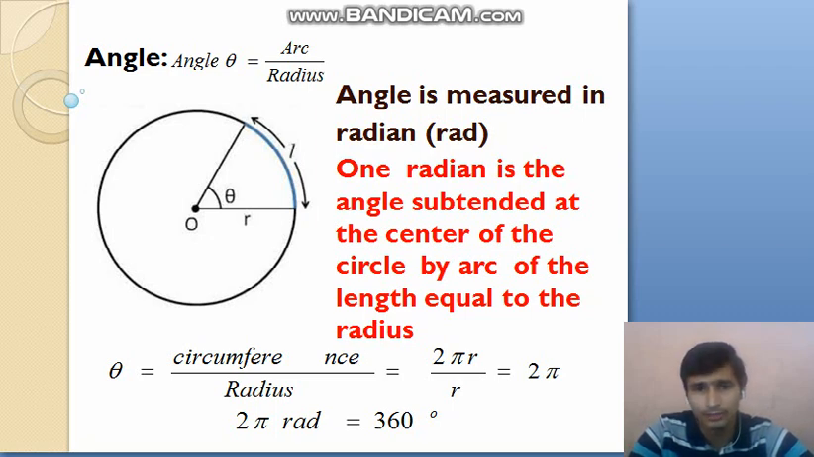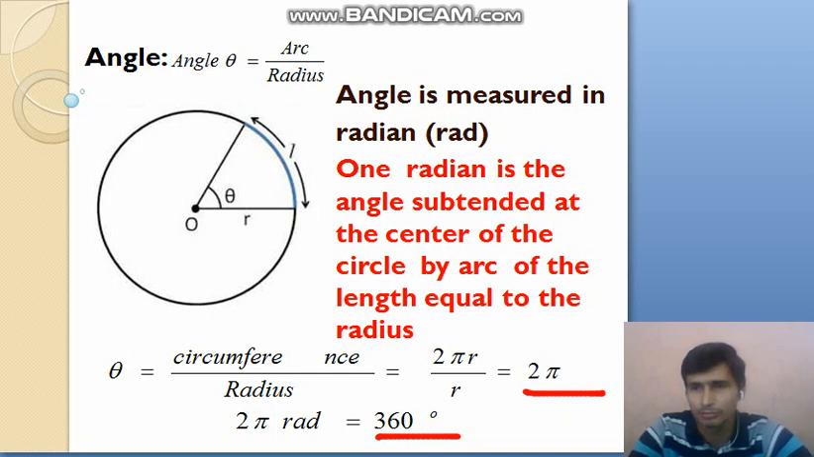So for one complete revolution, the angle in radians is equal to 2 pi radian. But in degrees, for one complete revolution, the angle is 360. So we can consider that 2 pi radian is equal to 360 degrees.